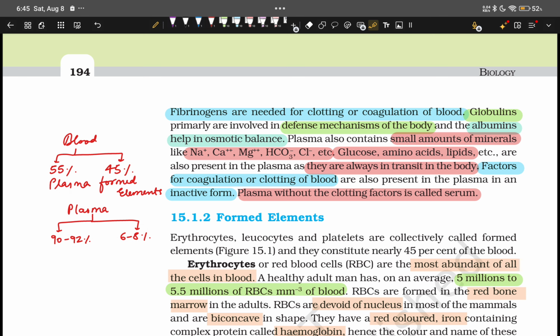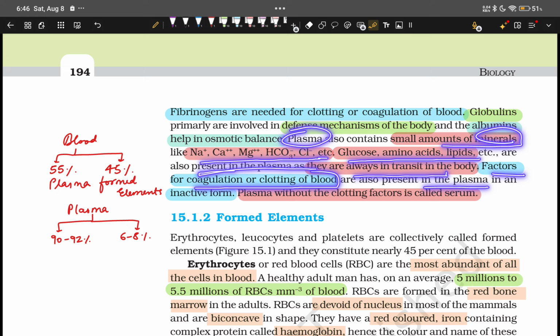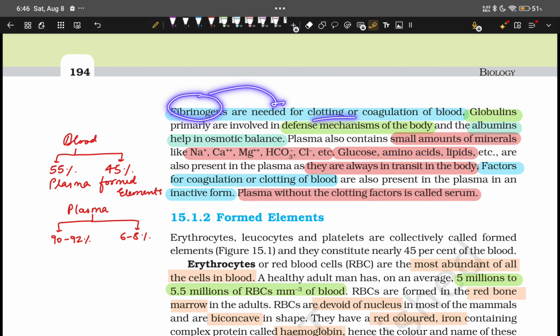Talking about more components of plasma, plasma also contains small amounts of minerals like sodium, calcium, magnesium, bicarbonate, chloride. Glucose, amino acids and lipids are also present in the plasma, and they are always in transit in the body. Factors for coagulation or clotting of the blood are also present in plasma in inactive form. Of course, fibrinogen is the protein for clotting, but these other factors are also responsible for coagulation and are present in plasma.